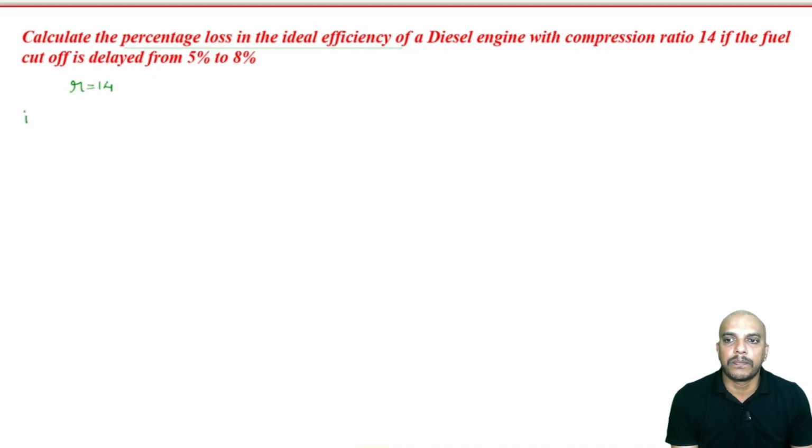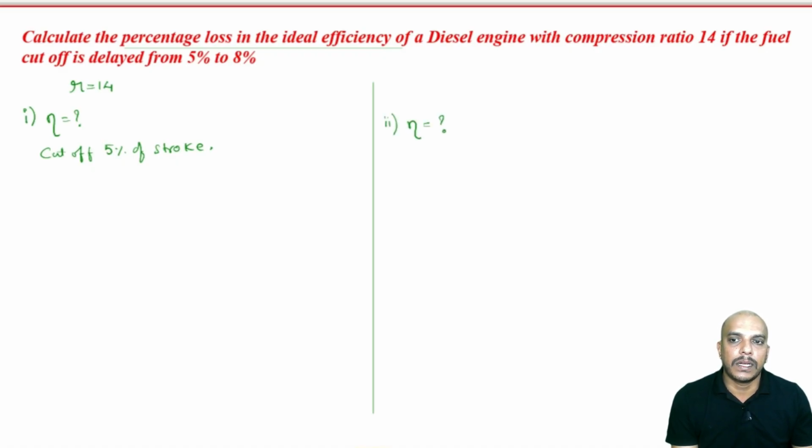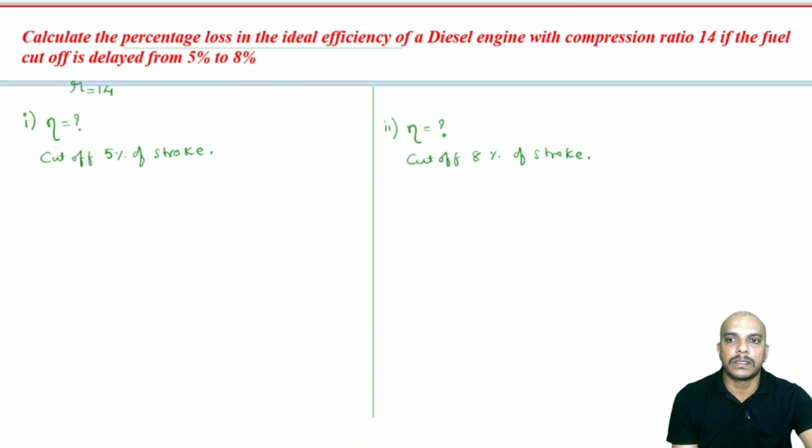So, we will have to find out two cases. One is we will have to find out efficiency when cutoff is 5% of stroke. This is one case, and we will have to go for one more case, which is the second case, where efficiency is to be calculated for cutoff 8% of stroke. So, these are the two cases which we will have to solve. Now, how do we start? Let us start with the PV and TS diagram.